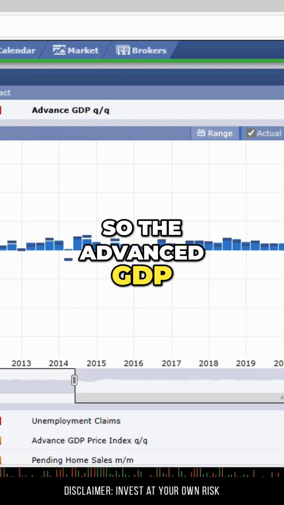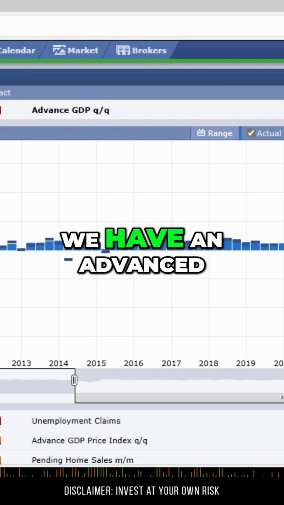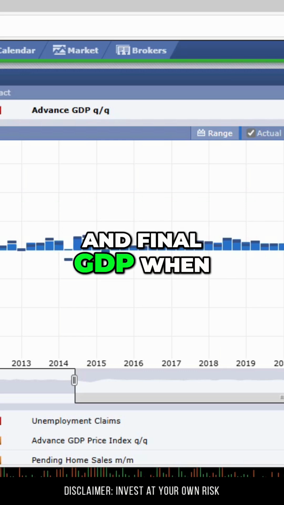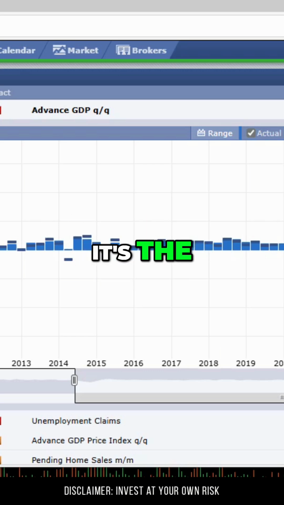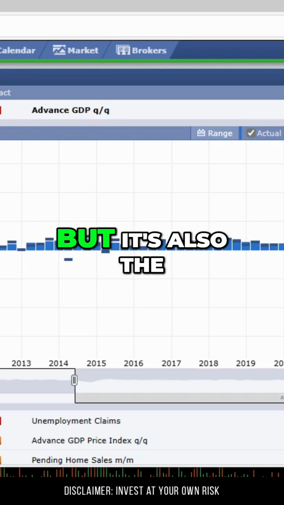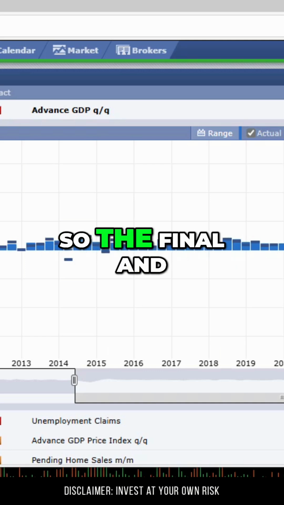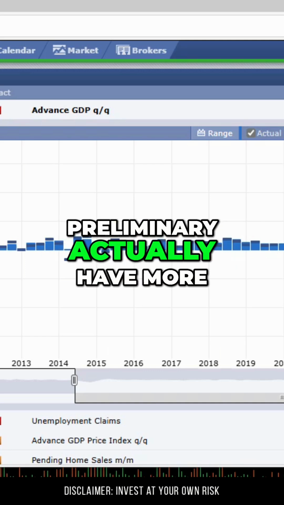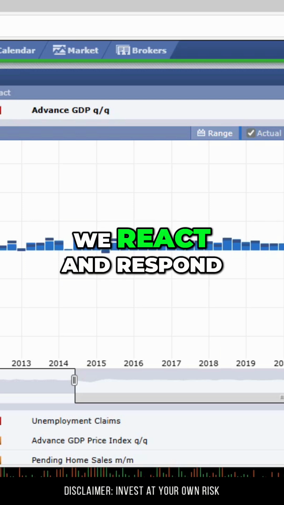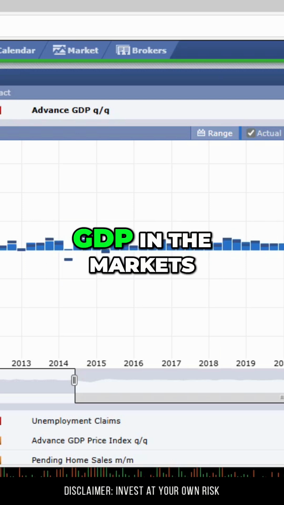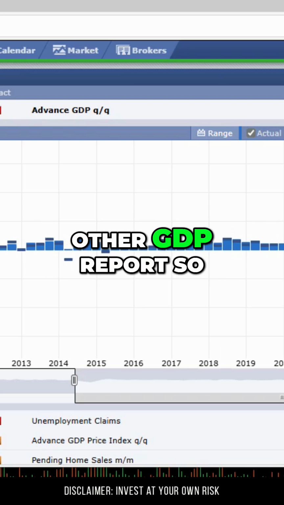So the advanced GDP is the earliest report of GDP. We have an advanced, preliminary, and final GDP when we watch the markets. This is the earliest report. It's the most reactive report, but it's also the least information. So the final and preliminary actually have more data and are more accurate, but we react and respond more to this advanced GDP in the markets than we do any other GDP report.